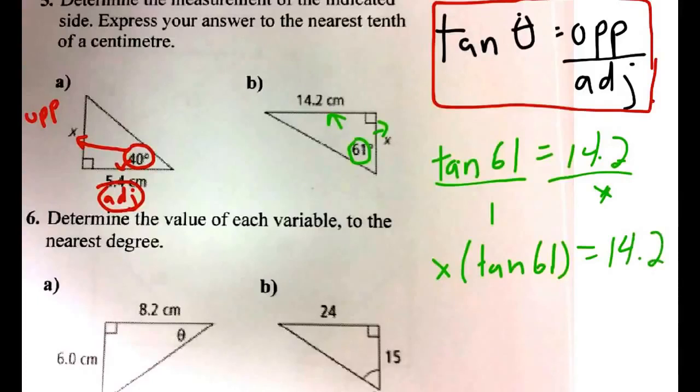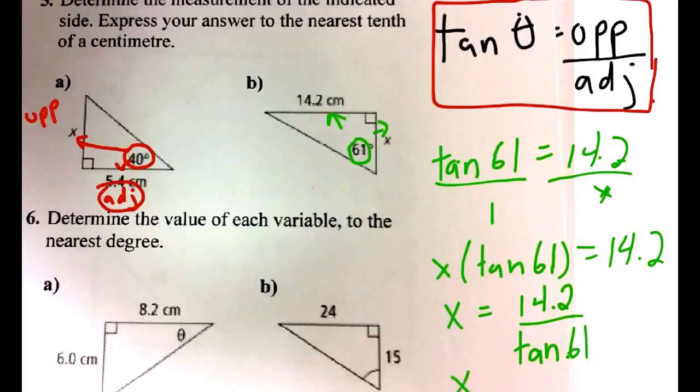Okay, so then we're not quite ready to solve this on our calculator yet. We want x by itself. So then we're going to have to divide both sides by tan 61. So your calculation should be 14.2 divided by tan 61. And that's it. So then plug that on your calculator. Go 14.2 divided by tan 61.